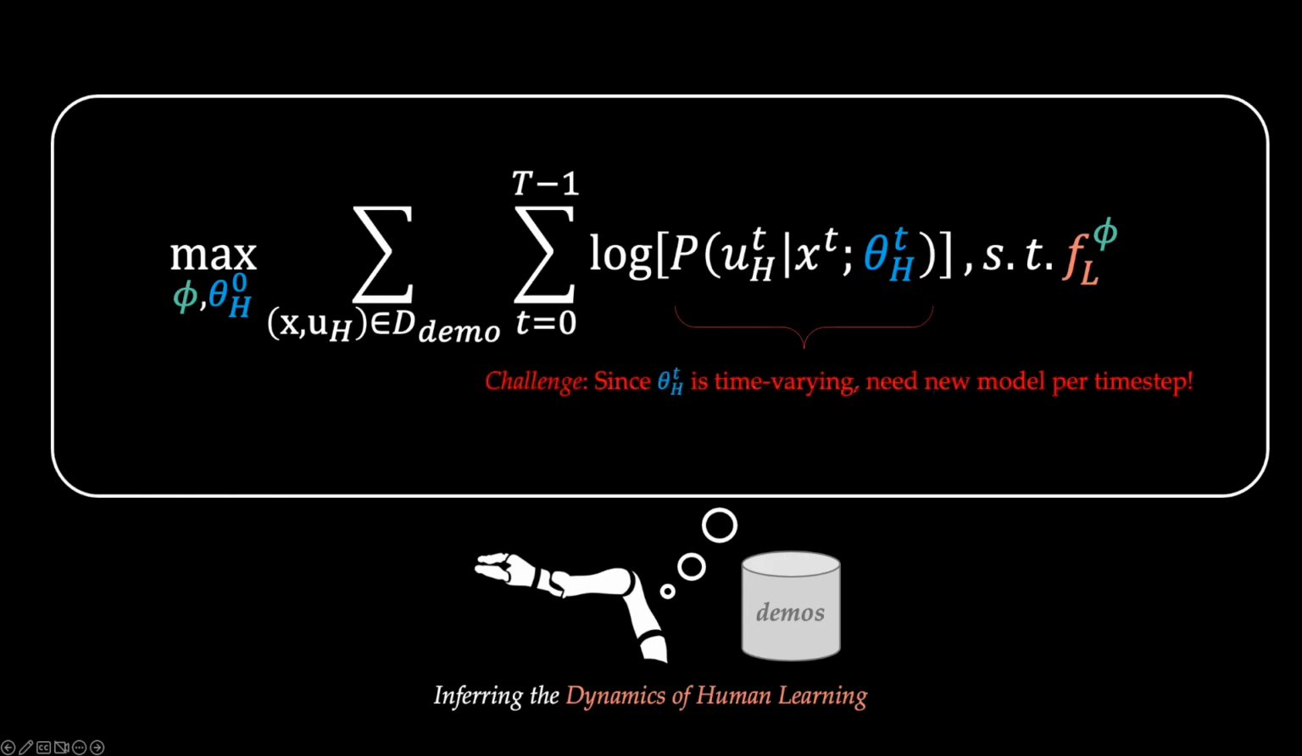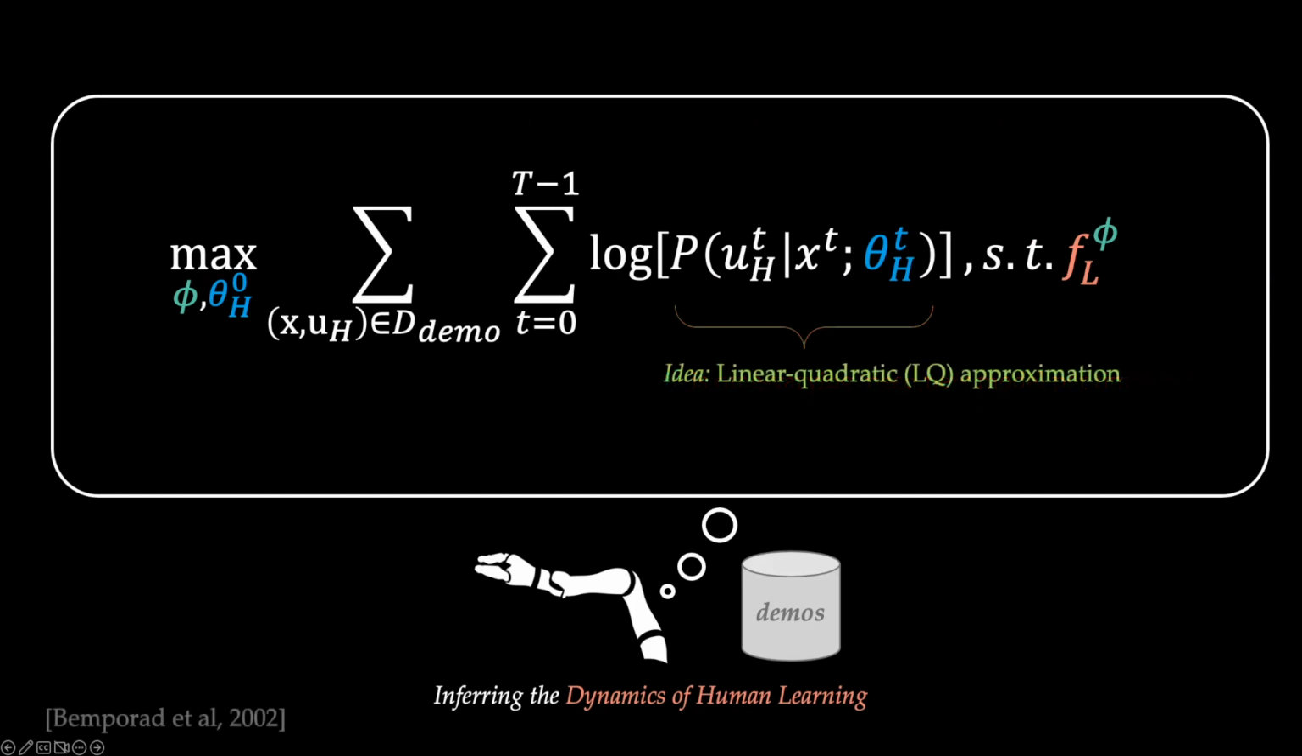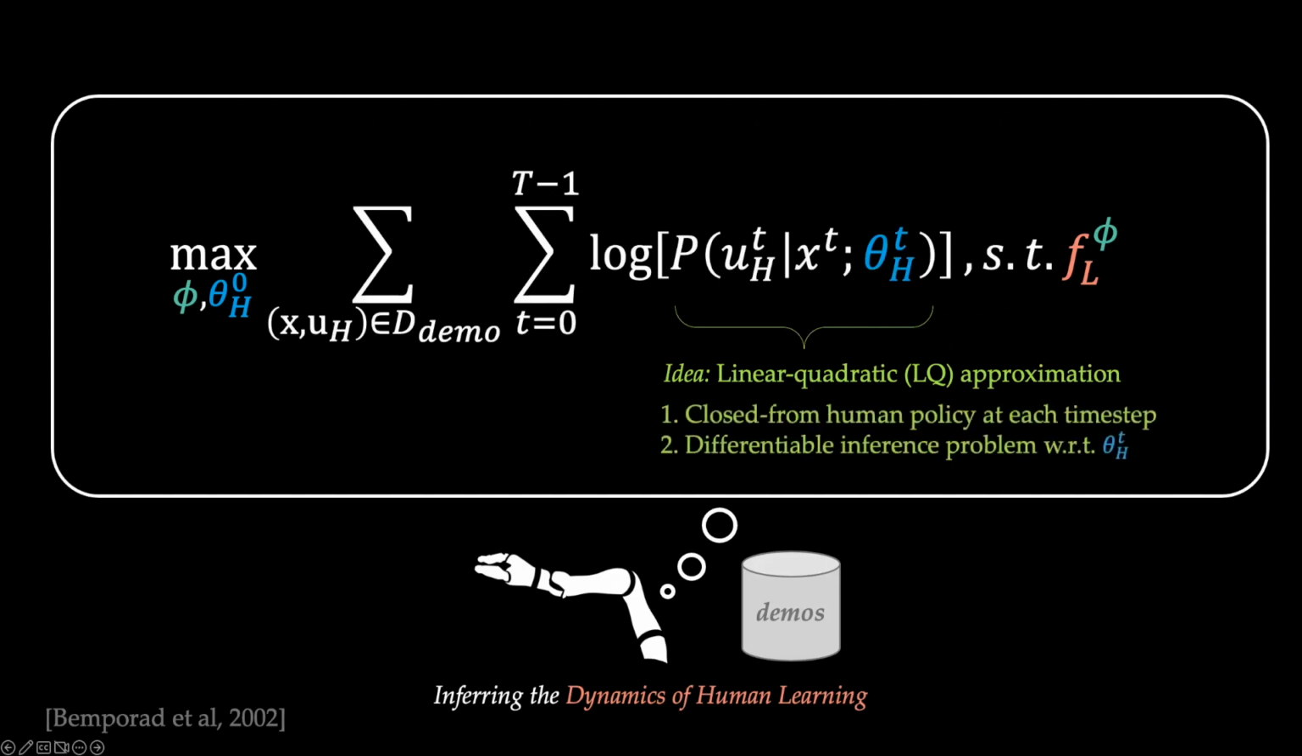Unfortunately, this general problem is computationally intractable because the human is acting under a possibly different internal model at each time step, requiring us to solve for an entirely new human policy at each time step. Our idea is to use a linear quadratic approximation to obtain a closed form expression of human policy at any time step and a differentiable inference objective.